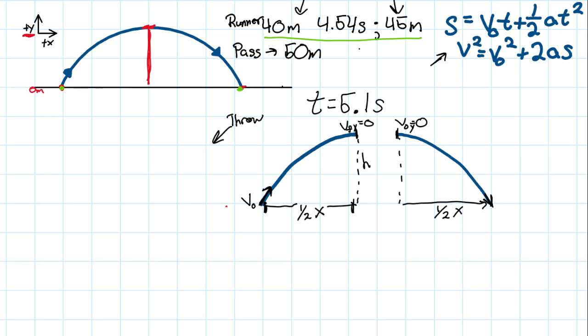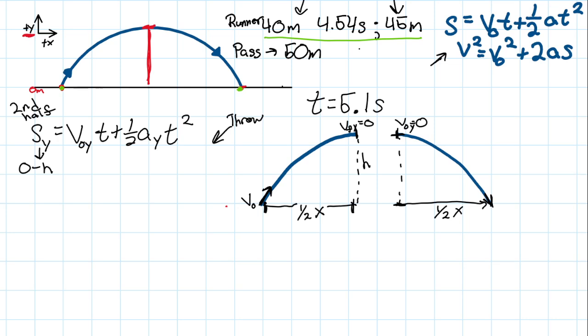So if you look at the second half, right? We're going to consider the second half, and we can do SY equals V0Y T plus 1/2 AY T squared. And if we're looking at the second half, SY is going to be negative height, right? Because it's going to go final, which is 0, minus initial, which is the height, right? So it's 0 minus height. I can drop the 0. It's just height, okay?